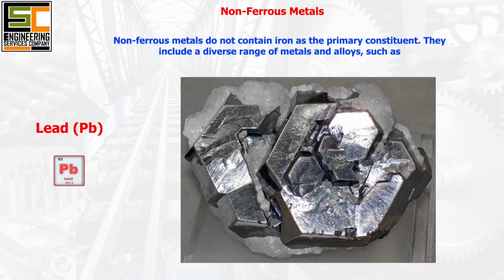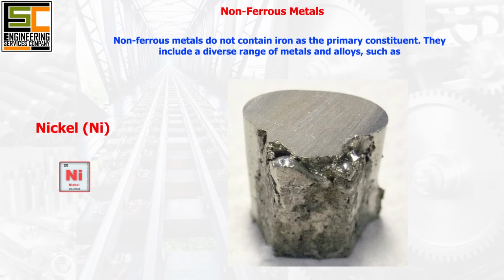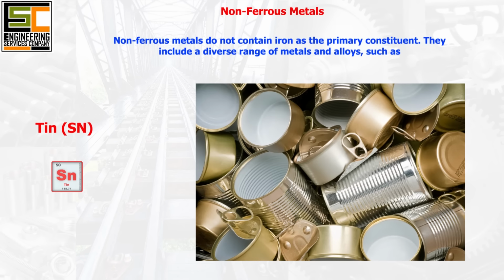Lead. Dense, malleable, and low melting point. Used in radiation shielding, batteries, soldering, and as counterweights. Nickel. Good corrosion resistance, high temperature strength, and magnetic properties. Used in stainless steel production, aerospace components, chemical processing equipment, and rechargeable batteries. Tin. Corrosion resistant, malleable, and low toxicity. Used in soldering, tin plating, tin cans, bearings, and alloying with other metals.